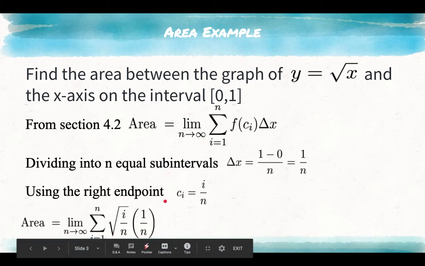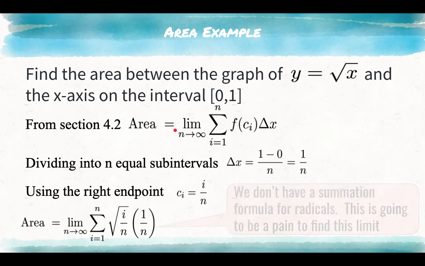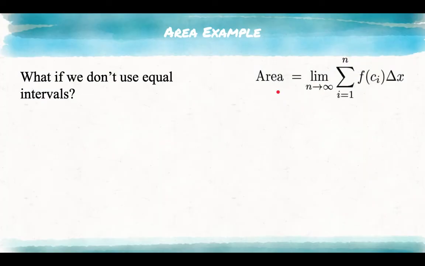And now here's our problem, because 1 over n is still a constant for my summation, so I can pull that out, but I do not have any formulas for the sum of a square root. So working this out, we do not have a handy formula we can work in. That's going to make things a lot harder. So we want to make finding that square root easier. Let's make it easier. What if we don't use equal intervals?